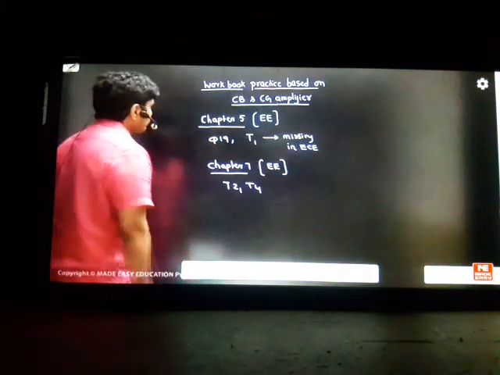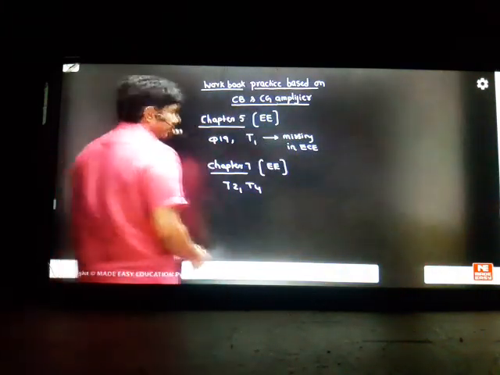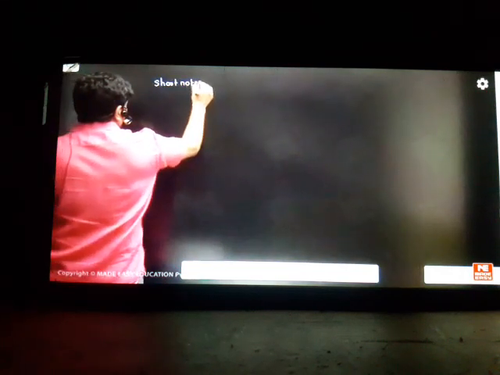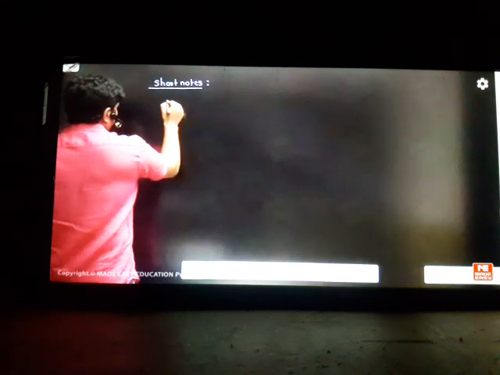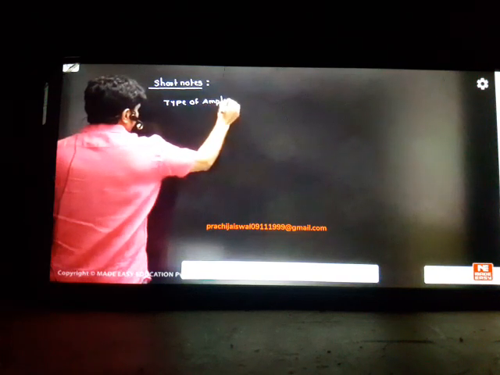Short notes is nothing but table form. So let us have short notes with the table form technique. Keep the heading short notes. So we are going for each amplifier technique now. First the BJT version. Keep the heading type of amplifier on one side.